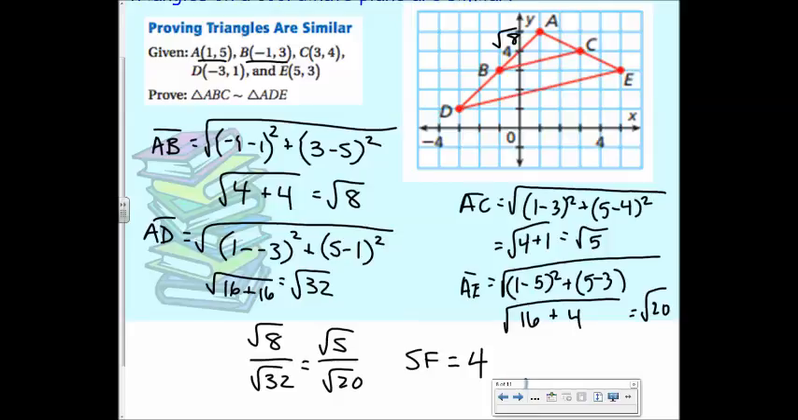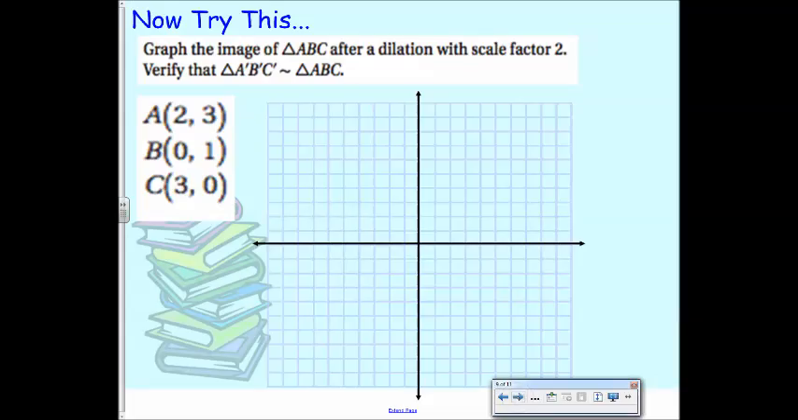Okay. If I graph the image of ABC after a dilation with a scale factor of 2, I want to verify that A prime, B prime, C prime is similar to ABC. So here's ABC, and the scale factor is 2. So where would I plot my new points? Where would A prime be? 4, 6. Where would B prime be? 0, 2. And where would C prime be? 6, 0. Okay, so I want to plot that.